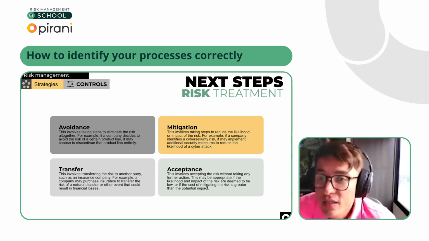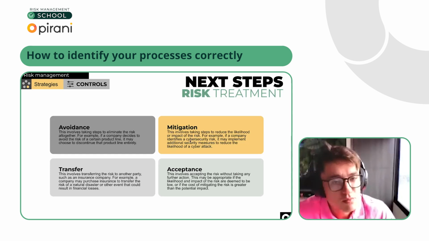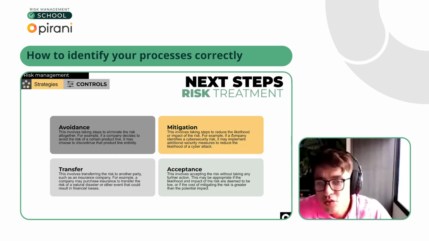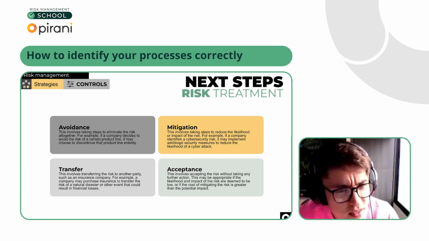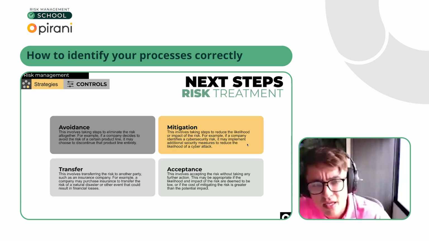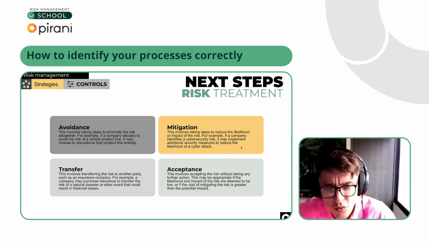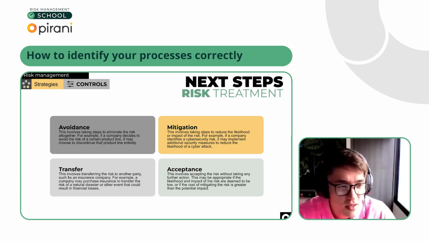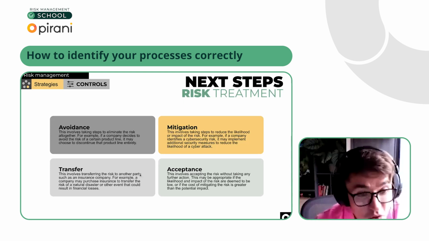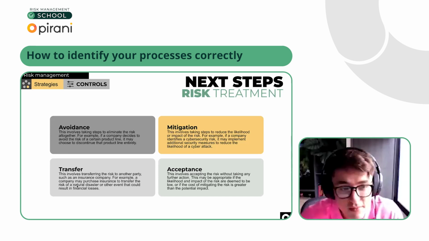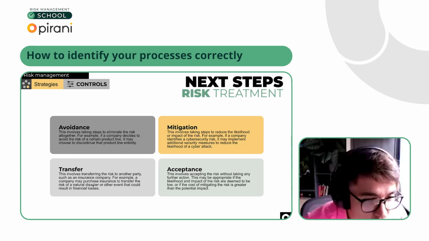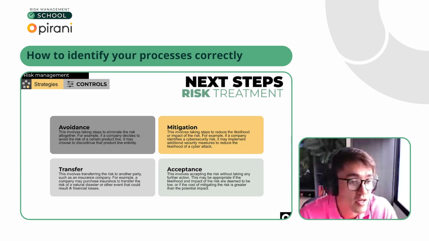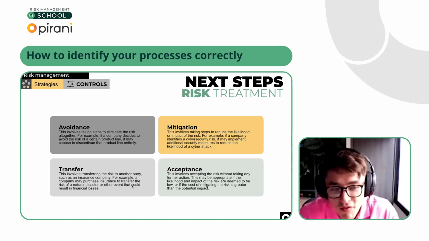Or maybe I want to mitigate those risks. That involves taking steps to reduce the likelihood or impact of the risks. For example, if a company identifies a cybersecurity risk, it may implement additional security measures to reduce the likelihood of a cyber attack. But we can also transfer the risk. This involves transferring the risk to another party, such as an insurance company. For example, a company may purchase insurance to transfer the risk of a natural disaster or other event that could result in financial losses.